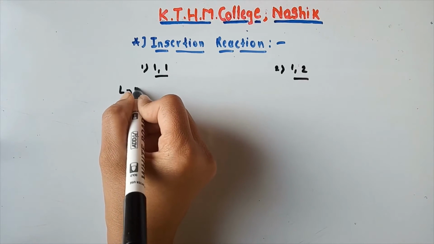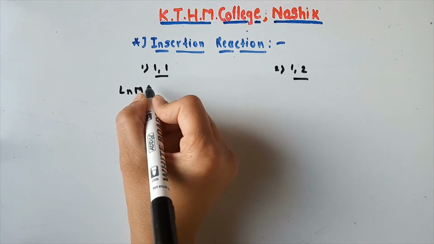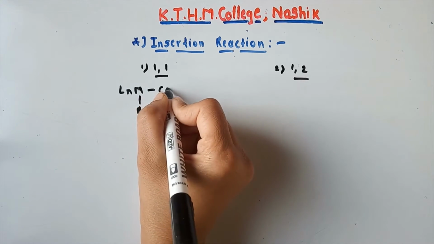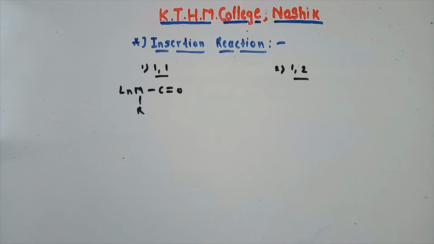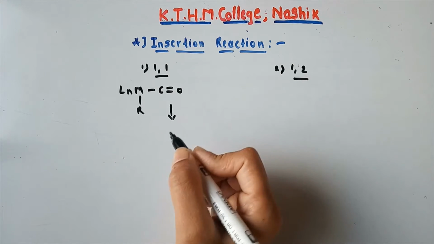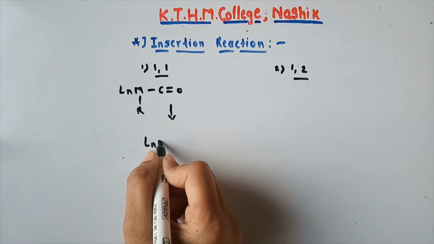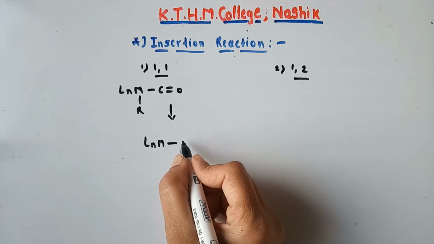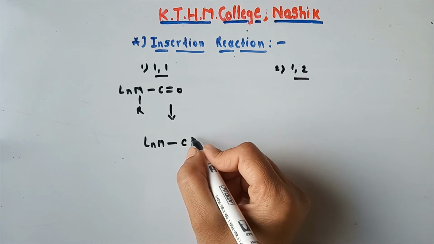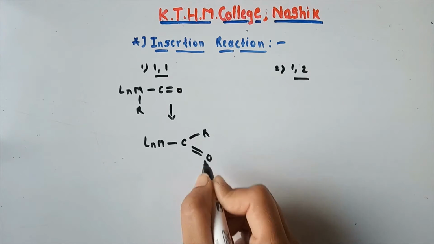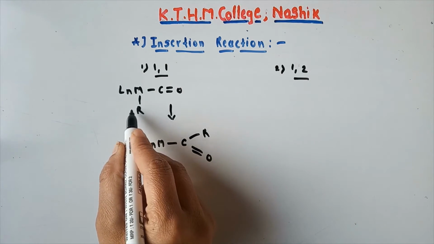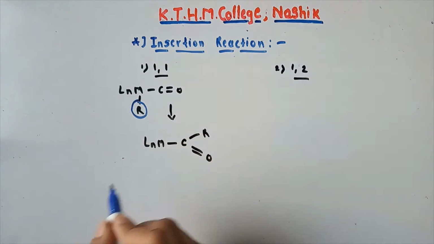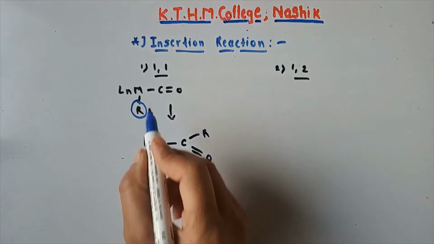For example, LnM-R plus C double bond O gives LnM-C(=O)R. This is the migratory insertion of this R group. This is the 1,1 insertion.